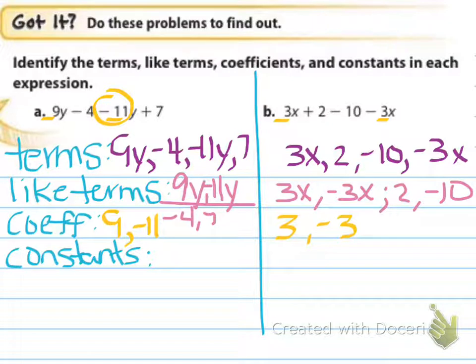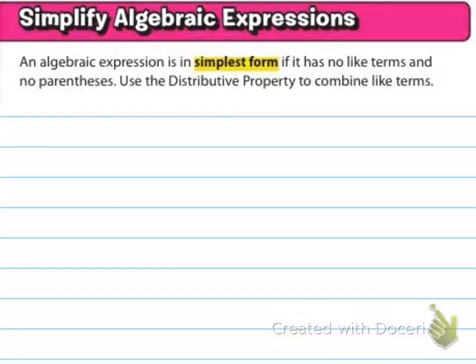Alright, then for constants we're just looking for those numbers that have nothing else going with them. Negative 4 does not have a variable, and positive 7 does not have a variable. And then for example B, the positive 2 and the negative 10 each do not have variables. Those are called constants. So coefficients with the variable, constants with no variable. And you can combine like terms that have the same variable with it. Or if they're both constants, you can combine those because those are also called like terms.